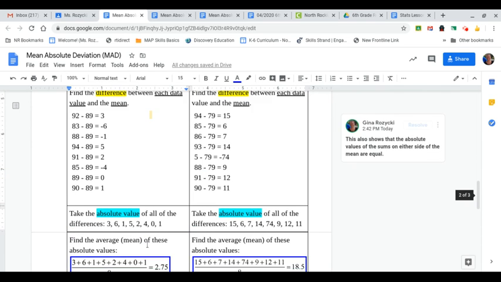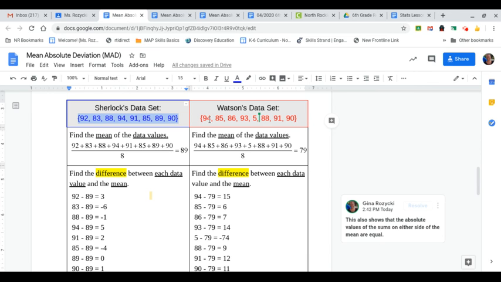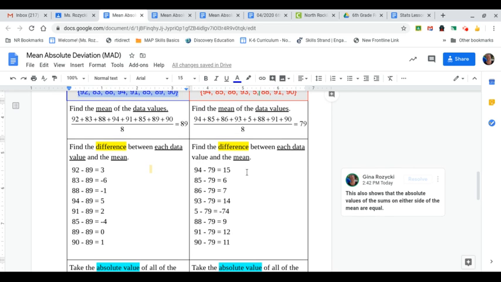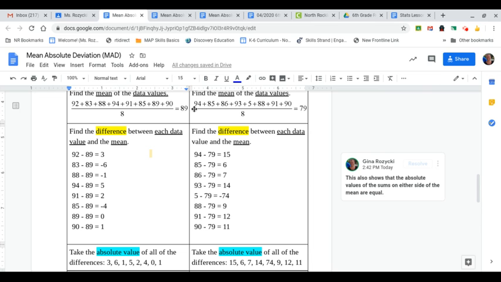Now if we come up to Watson, he again has 8 data values. Take the 8 data values, divide by 8, and you have a mean of 79. Again, you find the difference between each of the 8 data values and the mean, which is 79. But you're going to notice all the numbers are pretty close together, except this number 5. That's what we're going to call our outlier. It's a number that's not close to the rest of them.